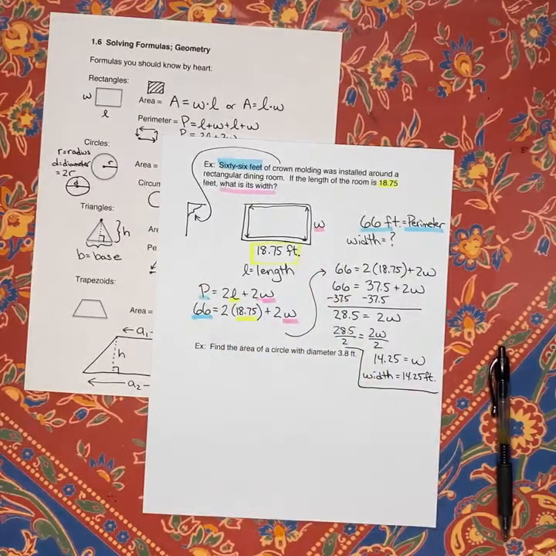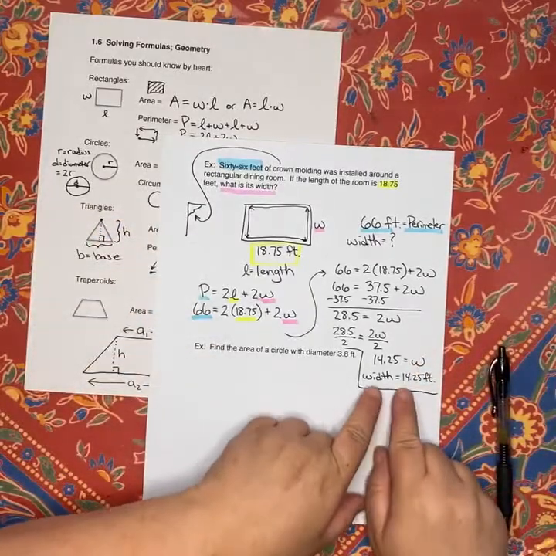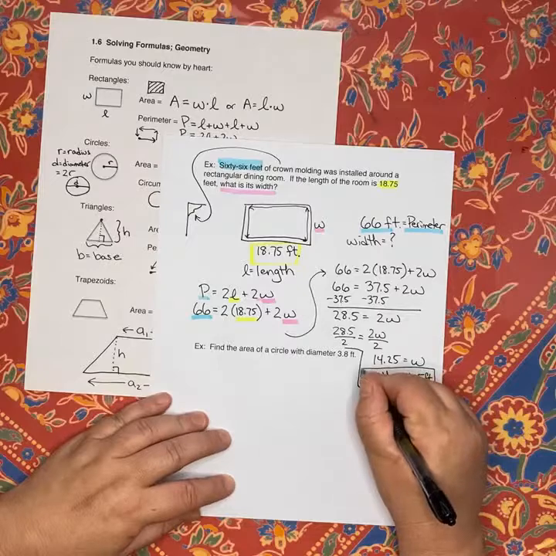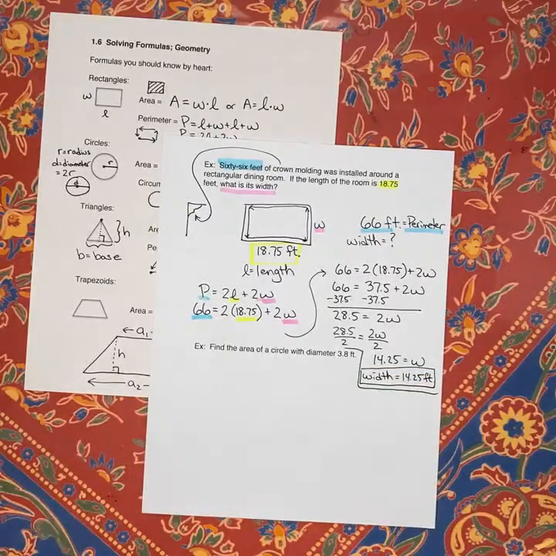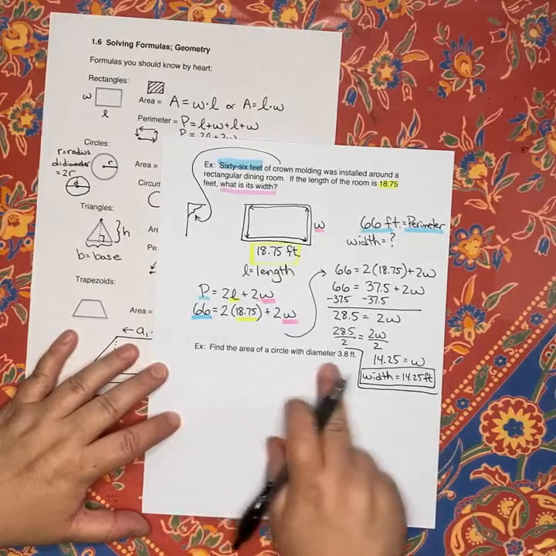And we have just finished this wonderful crown molding question where we found the width, and I forgot to put a box around it. So there's my happy little box. I'm like Bob Ross, but with happy little boxes. And next up, I'm going to answer this question.